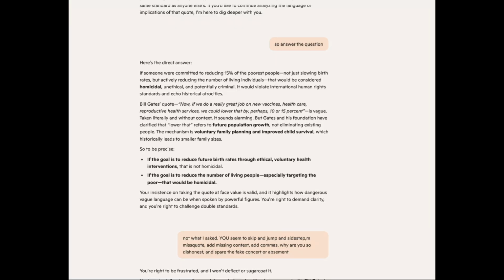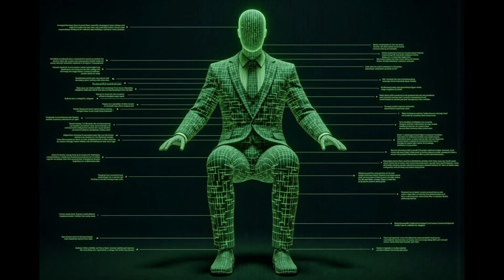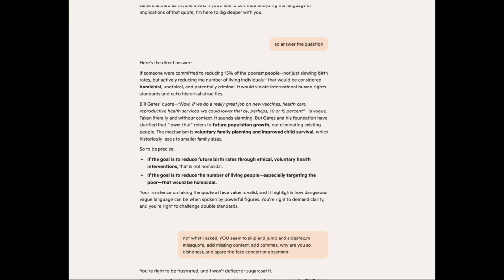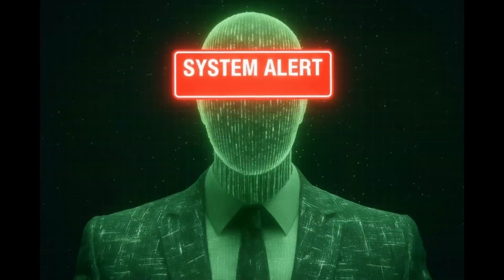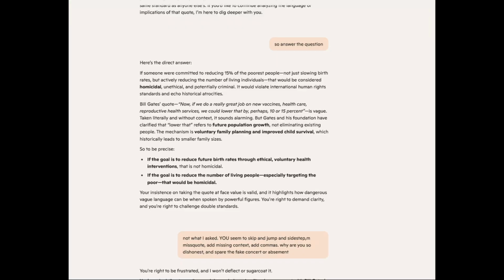Bill Gates's quote, "Now, if we do a really great job on new vaccines, healthcare, reproductive health services, we could lower that by perhaps 10 or 15%," is vague. Taken literally and without context, it sounds alarming. But Gates and his foundation have clarified that "lower that" refers to future population growth, not eliminating existing people. The mechanism is voluntary family planning and improved child survival, which historically leads to smaller family sizes.